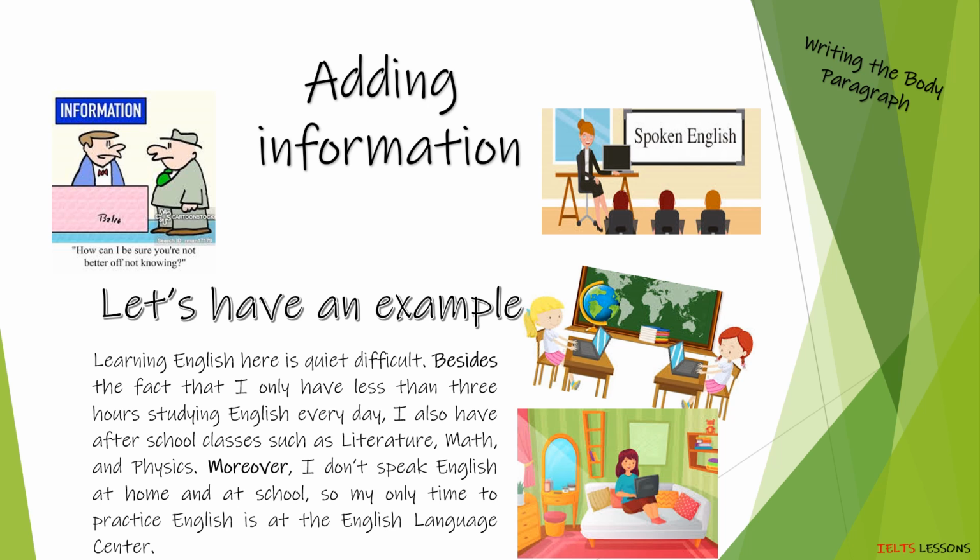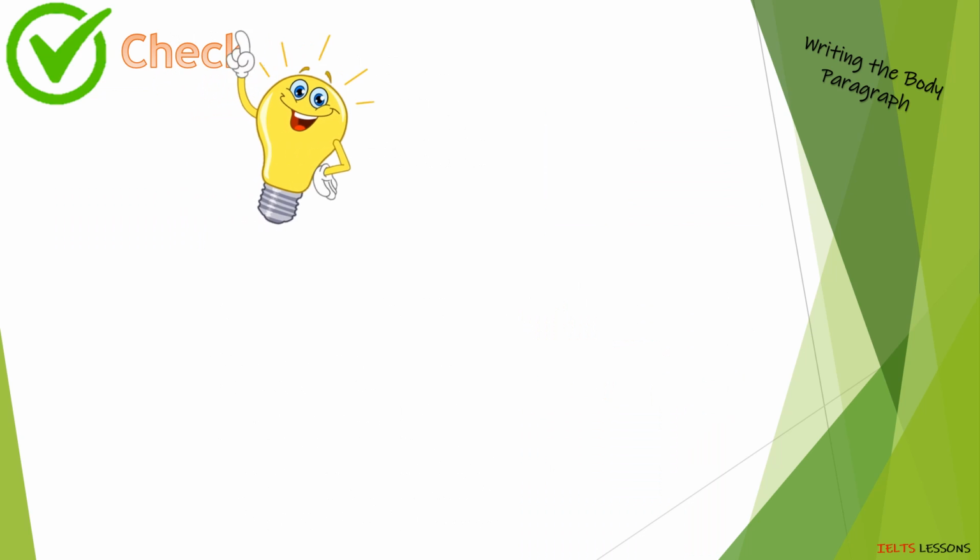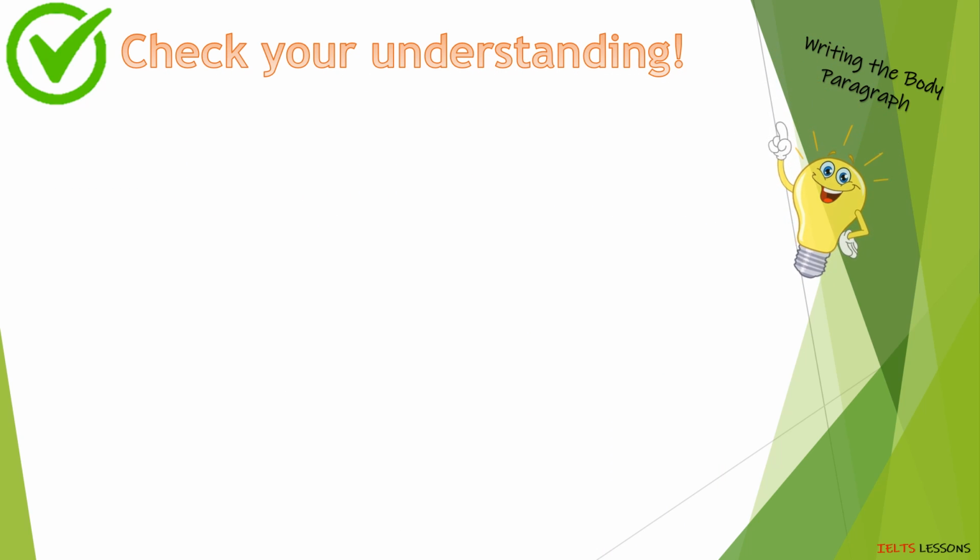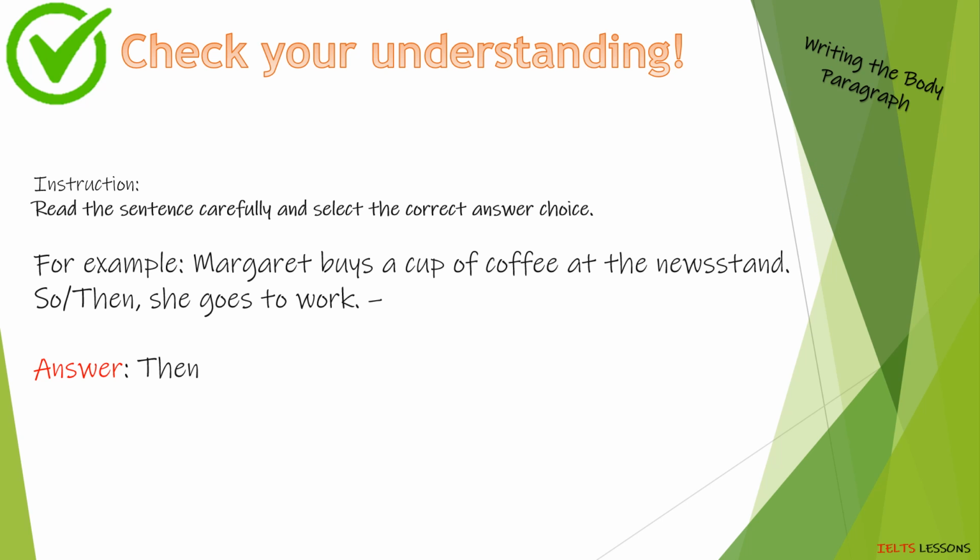Okay, so now that we have studied here some useful transition words and phrases to describe time, describe degree, cause and effect, comparison and contrast, explanation, and adding more information, the next thing we need to do here is to check our understanding. Now in here, we have to read the sentence carefully and select the correct answer choice.